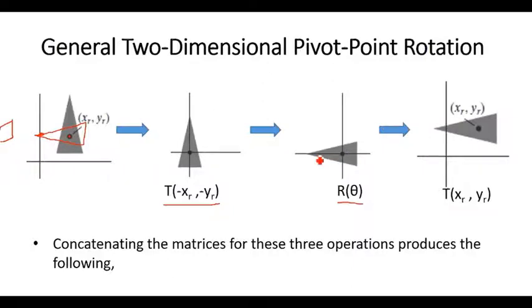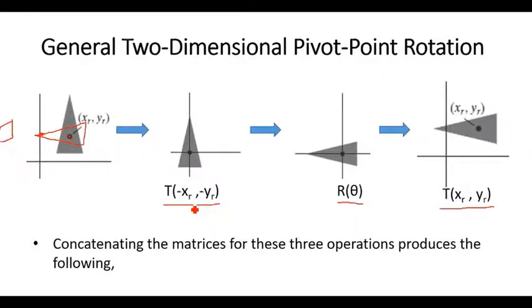Now what I'll do is move my object back to its original position. To do that, I have to add XR and YR back to all these points. That means I'll translate this object back to XR and YR. If you see, we got the result that we expected. So this is a composite operation.